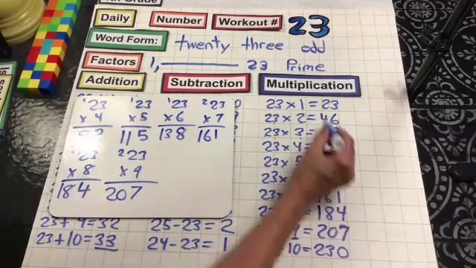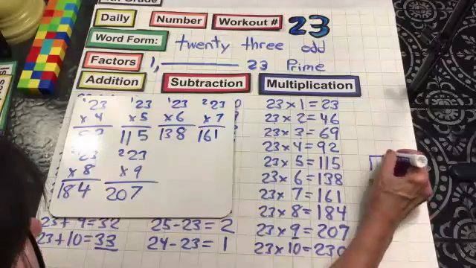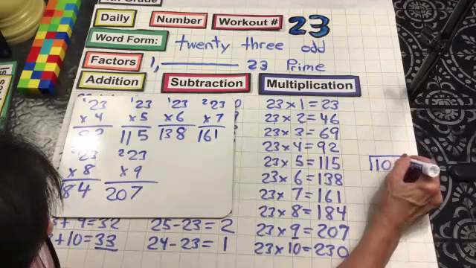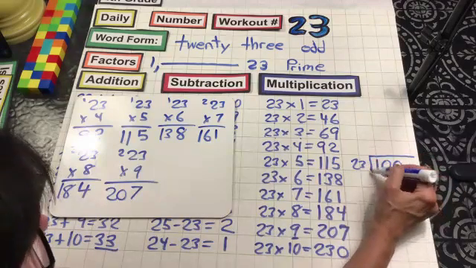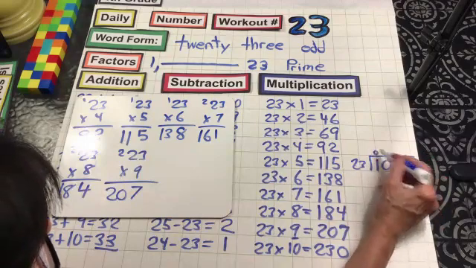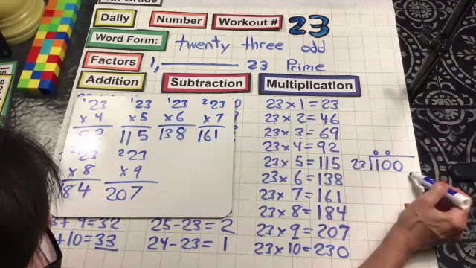Looking good. Multiples of 23. Let's go on to do some division. So we're dividing into 100. We're going to take 23 into 100. We know 23 doesn't go into 1. 23 doesn't go into 10. But 23 goes into 100.